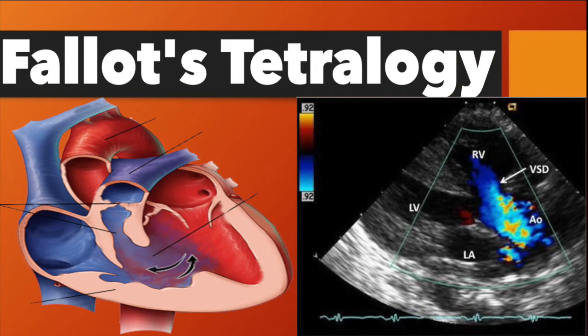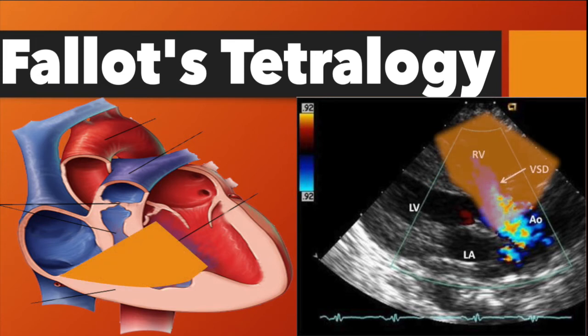Here let's see it in echocardiography. Here is the ventricular septal defect between the right ventricle and the left ventricle. Here is the overriding of the aorta, and the pulmonary stenosis actually cannot be seen in this view, but the right ventricular hypertrophy is so much visible as you see here. Here is the right ventricular hypertrophy, and here is the right ventricular dilatation.